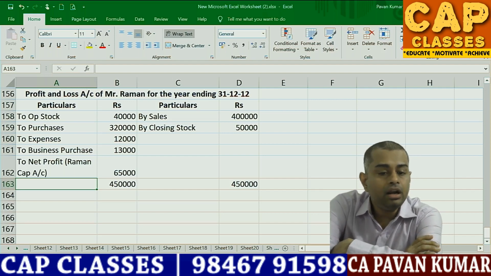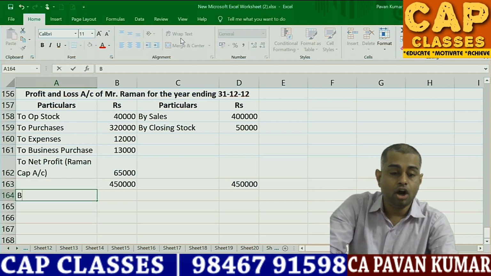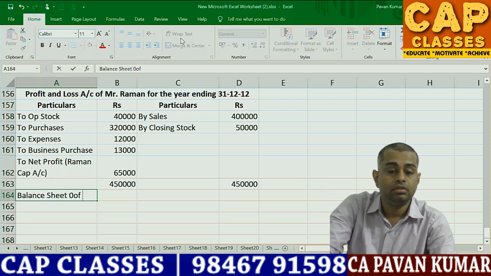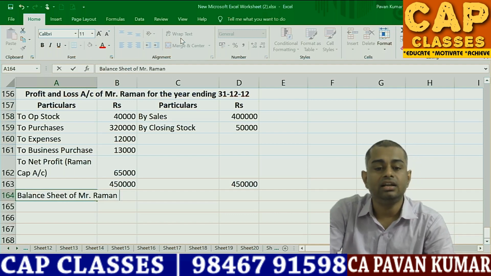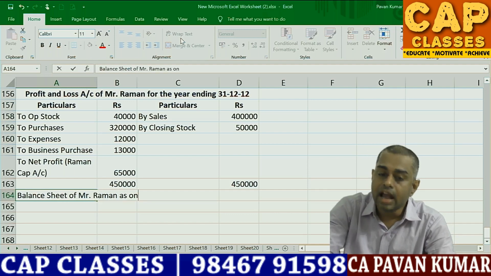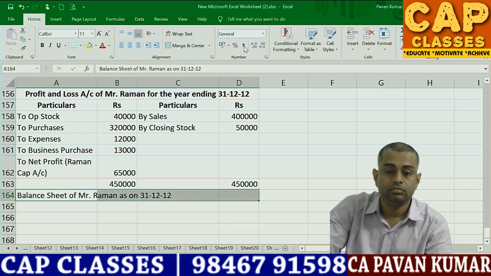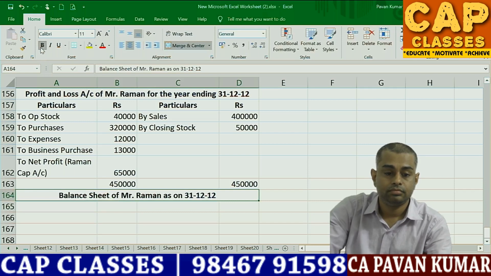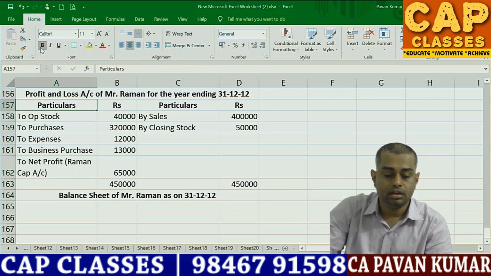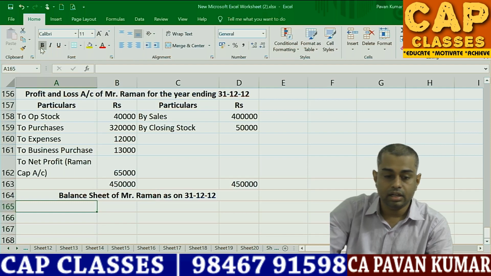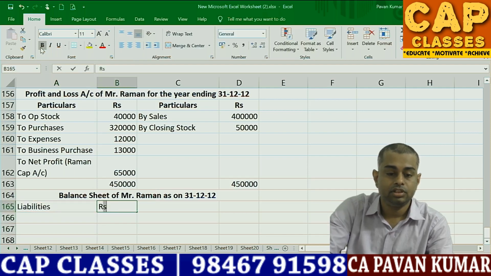So now we need to prepare the balance sheet. Balance sheet of Mr. Raman as on 31/12/2012. Then we'll have to write liabilities, rupees, assets, rupees.